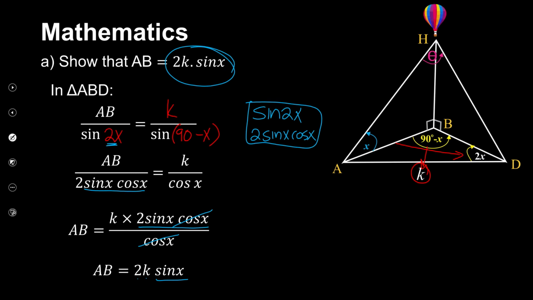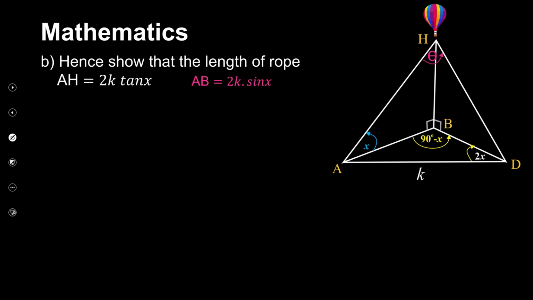Okay, there's another part to the question where they tell us, hence, show that the length of rope AH is equal to 2k tan x. So remember, we found AB equal to that already. So we've got some expression for AB, which means we kind of have this side here. And they want us to find this side here. And we have angle x here. So we have the adjacent, and they want us to find the hypotenuse.